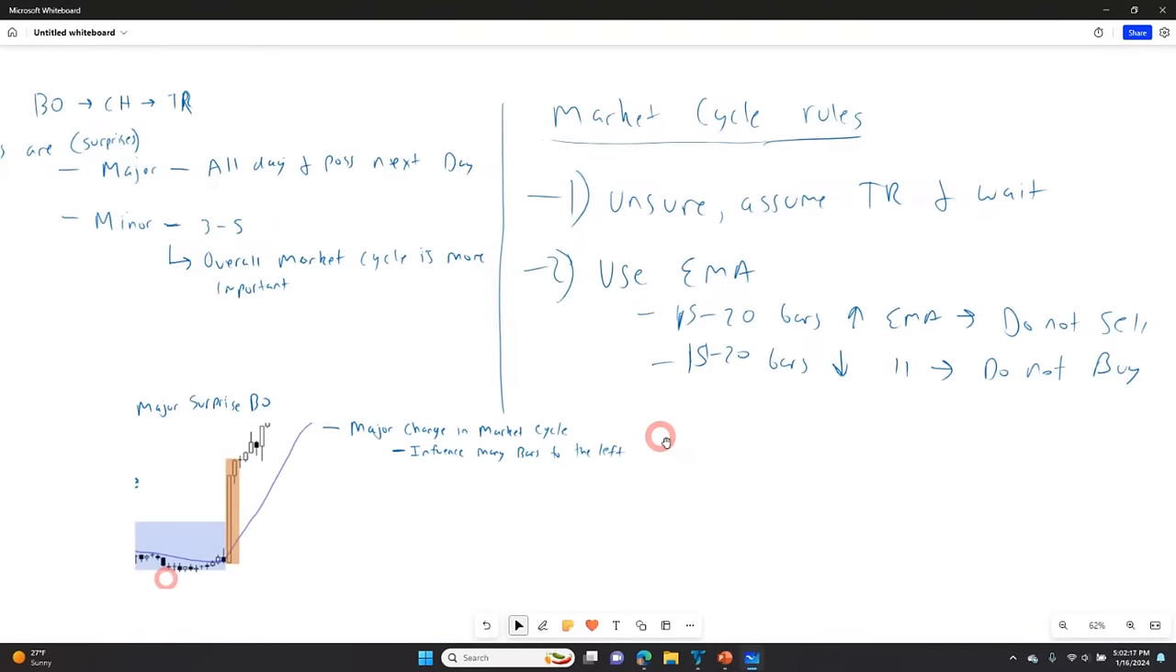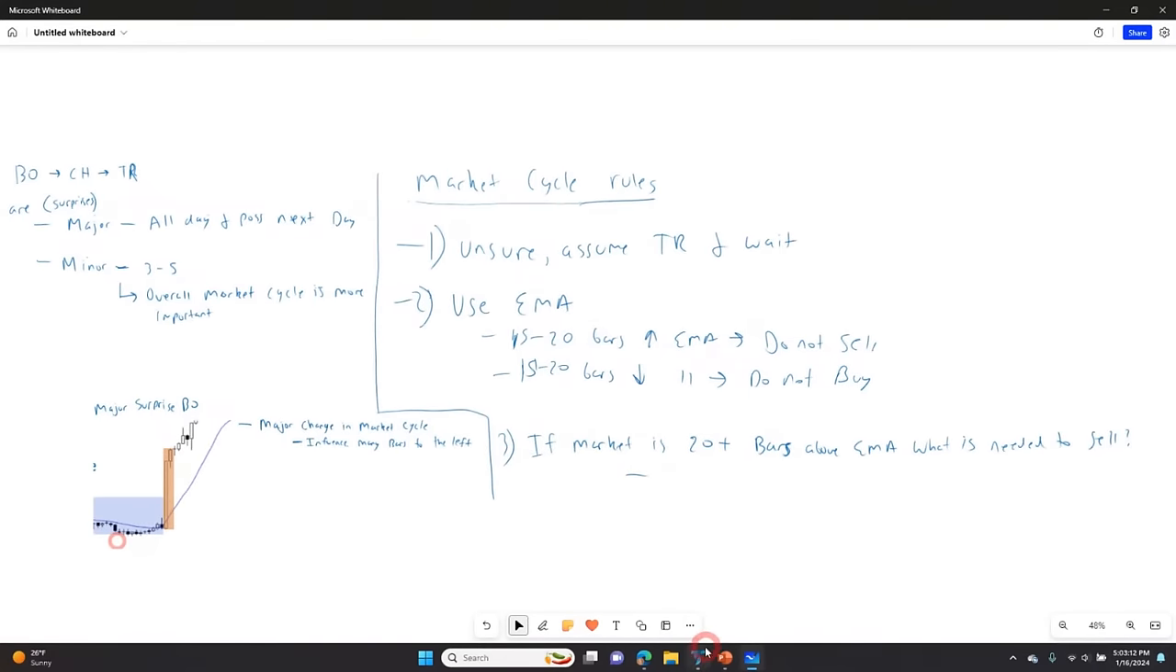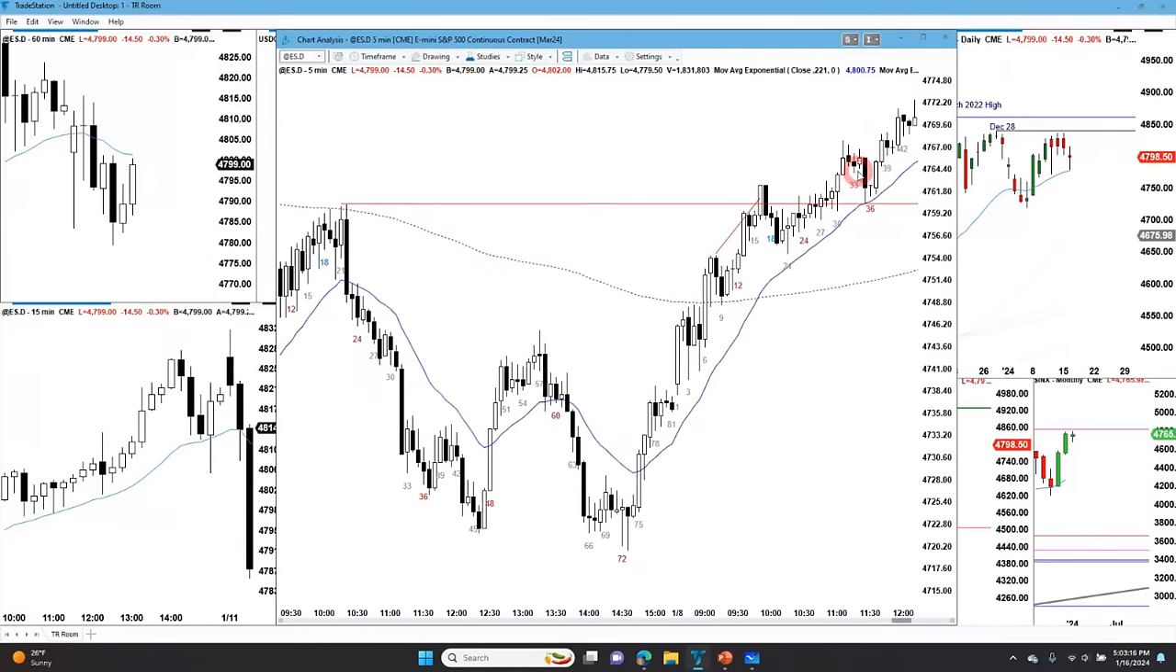So I'm going to move this over to here. So here's another guideline to really think about. If the market is 20 plus bars above the EMA, what do we need to sell? Market's 20 plus bars above the EMA. What do we need in order to sell?